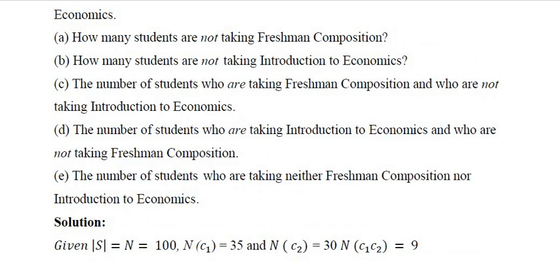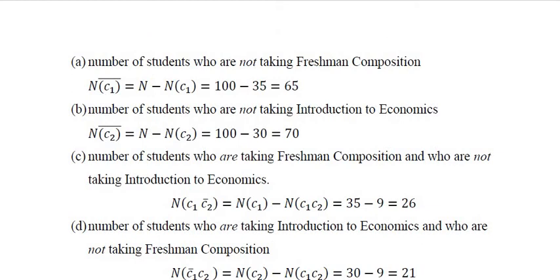Okay, so the first question is how many students are not taking freshman composition? The students enrolled in freshman composition is condition C1. So here we have to find the number of students who are not taking freshman composition. That says we have to find n of C1 bar. How is n of C1 bar found? n of C1 bar is equal to N minus n of C1. That is 100 minus 35, which is equal to 65. So 65 students are not taking freshman composition.